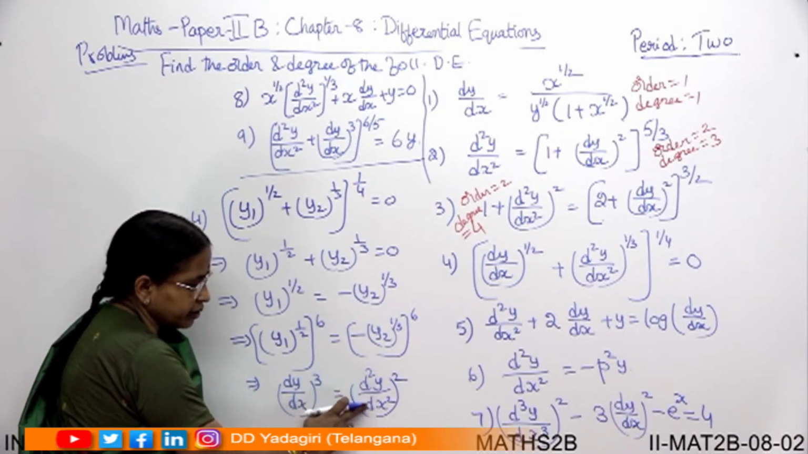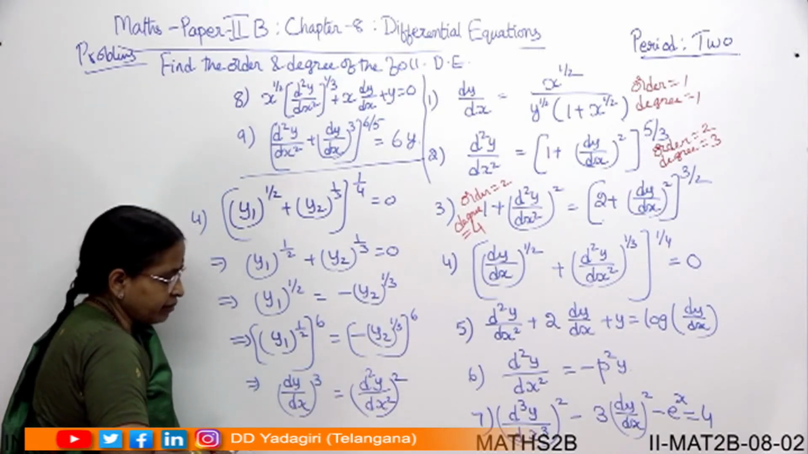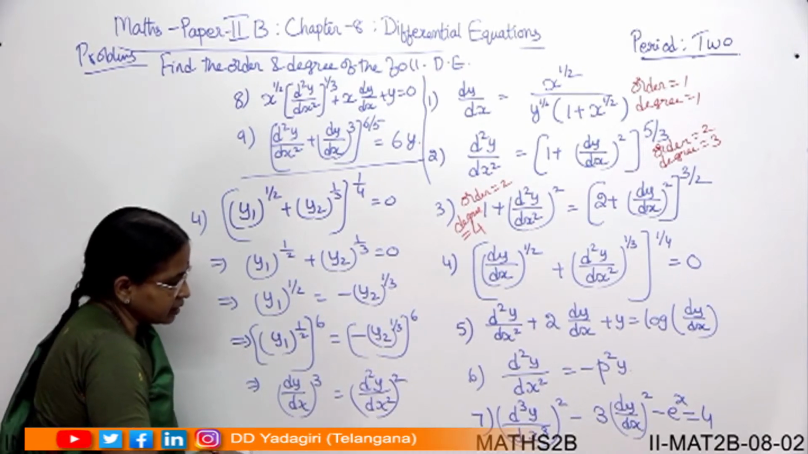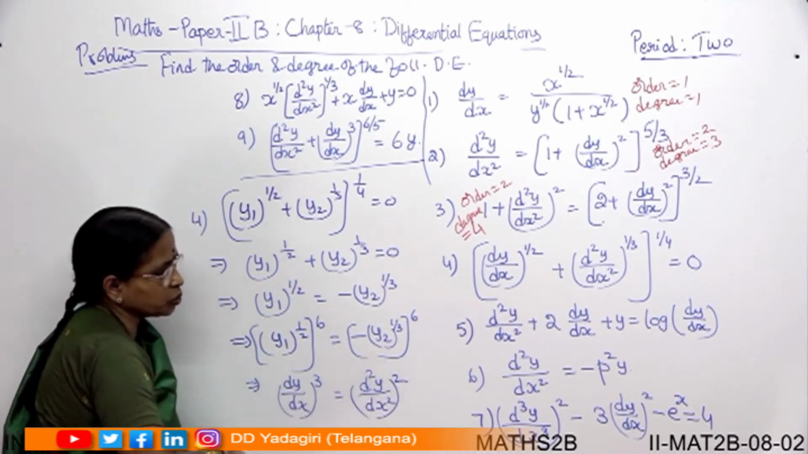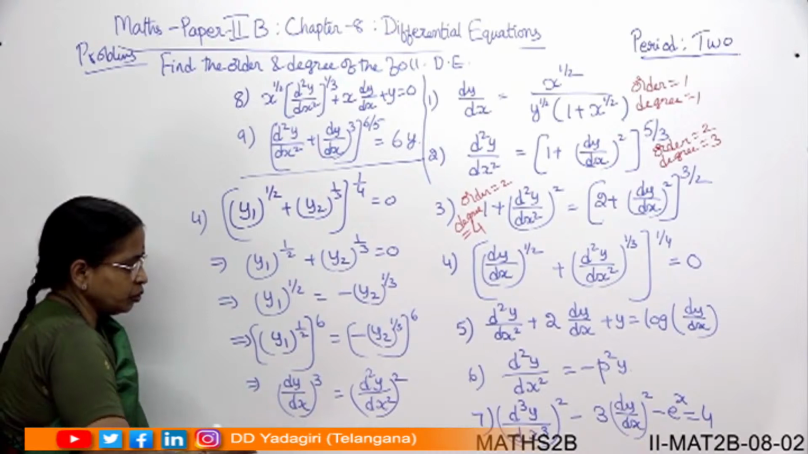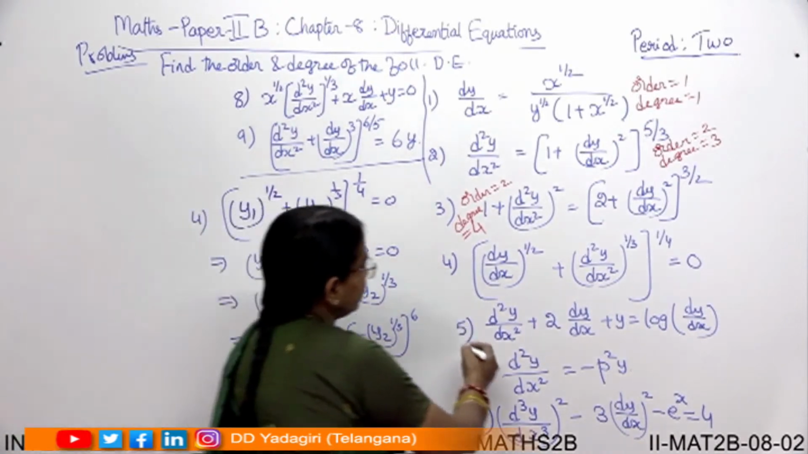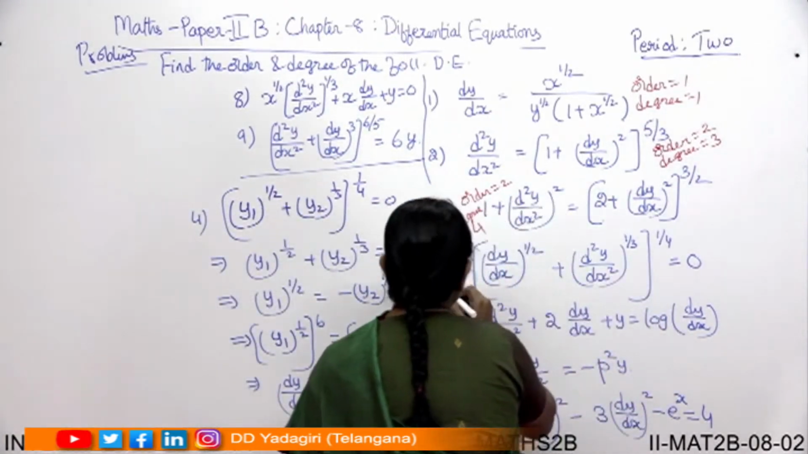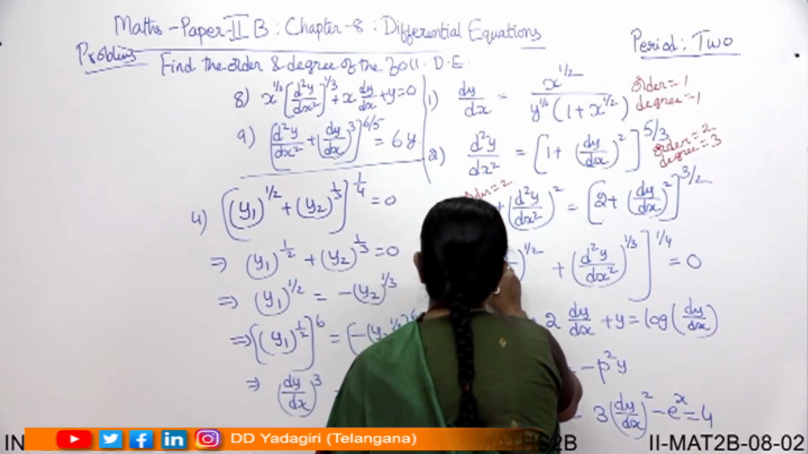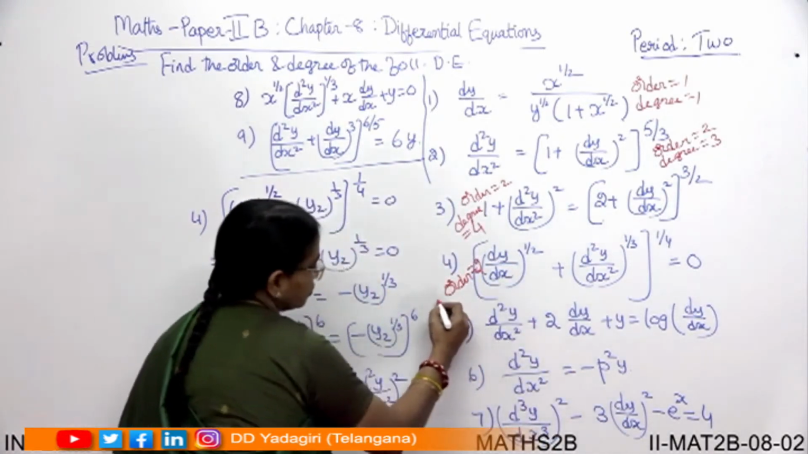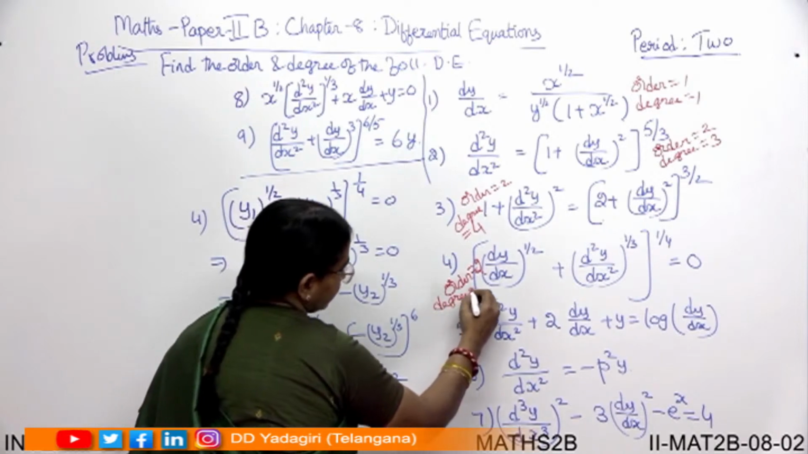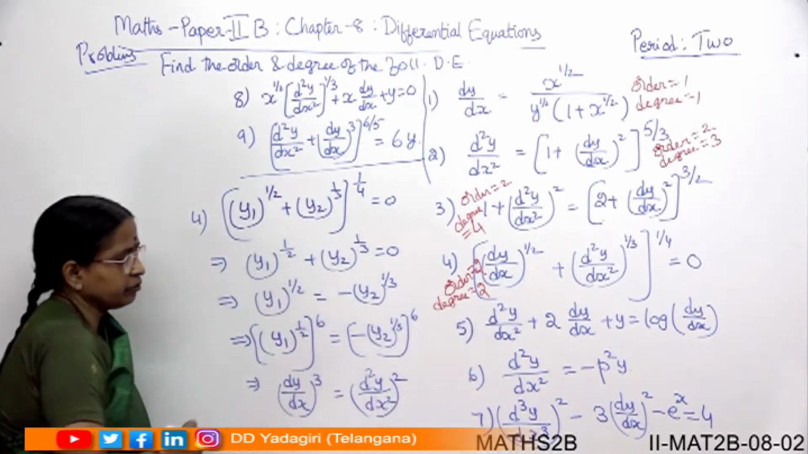So now what is the order? The highest order derivative is 2 here, d square y by dx square. And what is its power? Its power is 2. So its order is 2. Degree is also 2. So for this problem, the order is 2 and the degree is also 2. So like this you have to do.